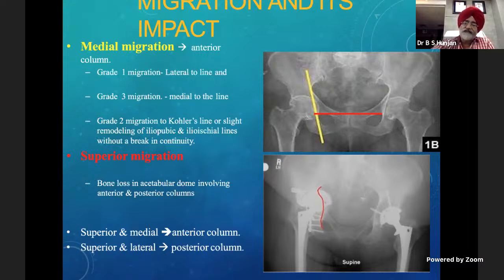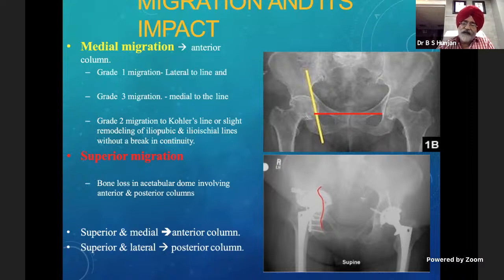The Kohler line describes a line that starts from the ilium to the ischium. So the ilioischial line is called the Kohler line. If the migration is just lateral to the Kohler line, it is a grade 1, and if it is medial to the Kohler line, then this is grade 3, and if it is on the Kohler line, then it is a grade 2.